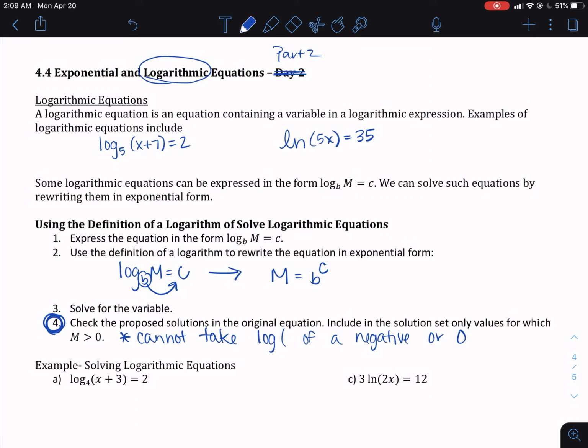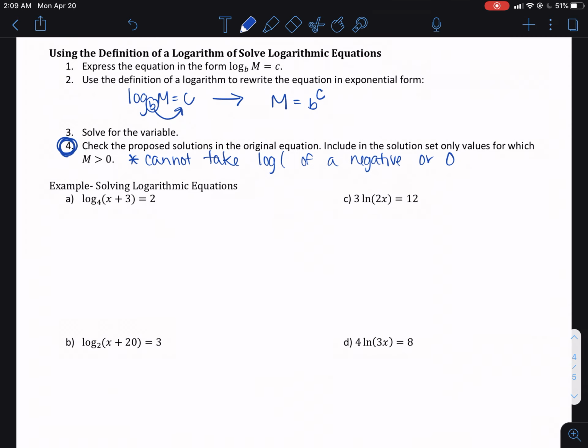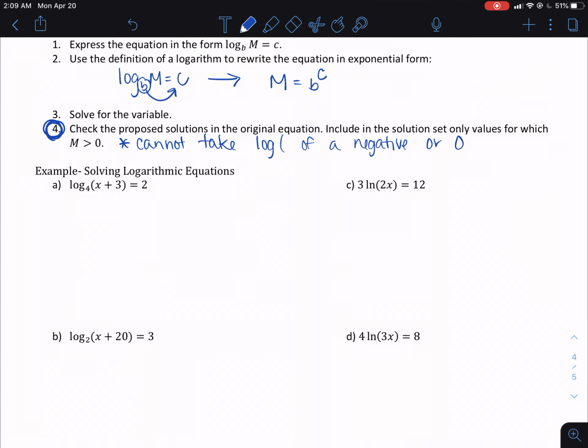Looking at this first one, log base 4 of the quantity x plus 3 equals 2. We're going to loop and swoop. We take this base of 4 and move it to the other side. So we have x plus 3 equals 4 to the second power. On your homework, it's going to ask you to set it up, and that's going to be your setup. You're not going to simplify anything. Just leave it 4 squared.